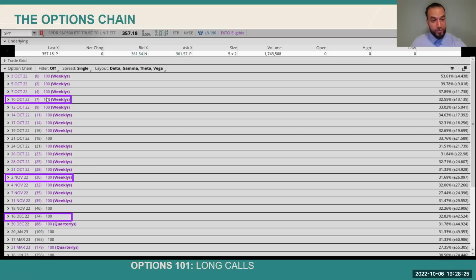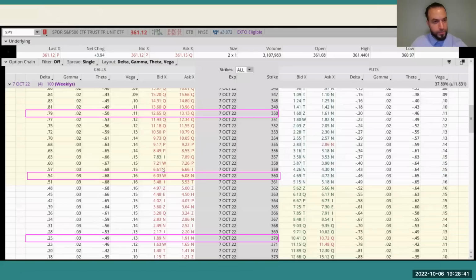Actually, I think I put this box wrong. I should have gone with October the 7th. And I think if we go into the chain, the next pictures I took were actually for the 7th, so I just put this box wrong. I apologize. Let's see what I did there. There we go.